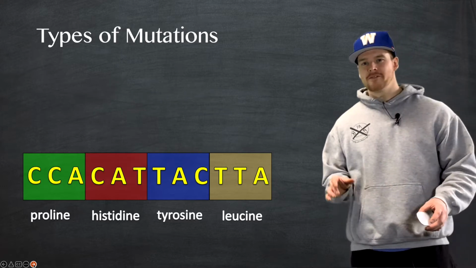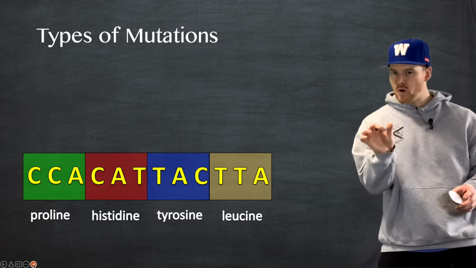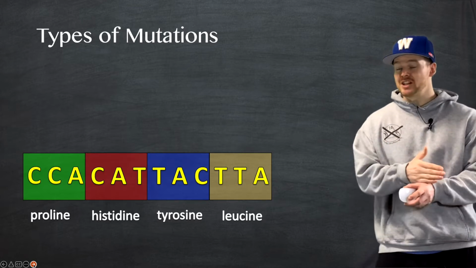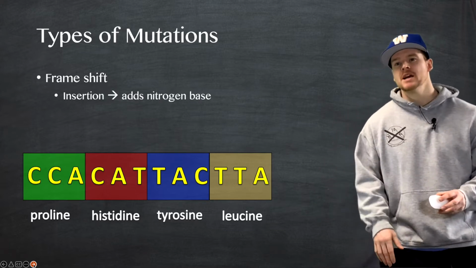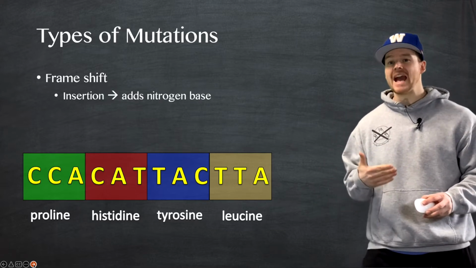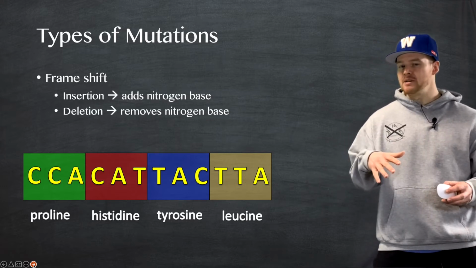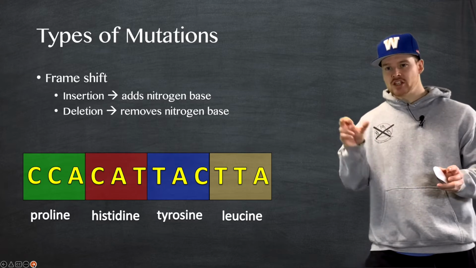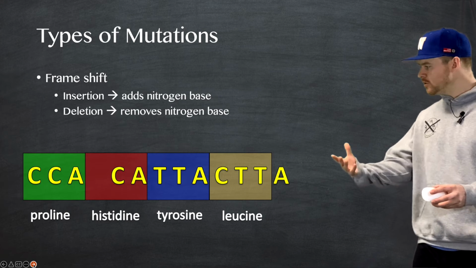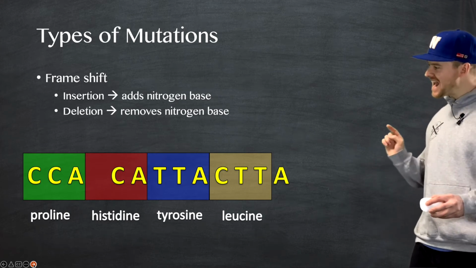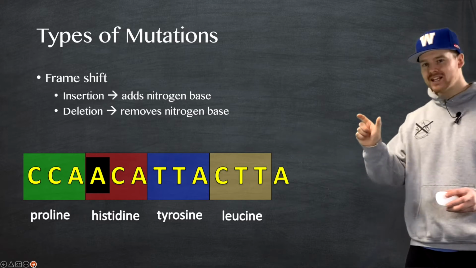All right, so those were affecting the triplets and what those triplets code for, but it was just affecting one triplet. Now we're going to look at when it's going to affect a lot of triplets. Okay, these are called frame shift mutations. So we can have an insertion where we're going to add a nitrogen base, or we could have a deletion where we're going to remove a nitrogen base. And both of these are going to switch the triplets that we're looking at. So just to animate that, if we move this all over in this direction and add another nitrogen base, that's going to shift what sections we're reading.